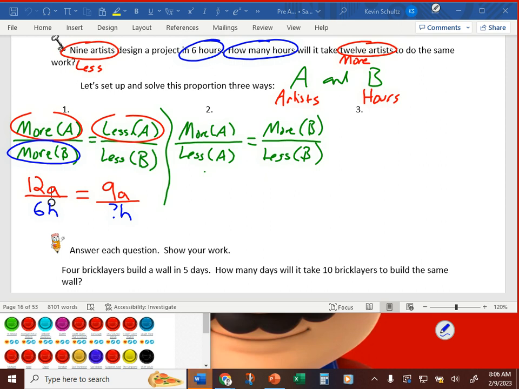Now, we've got our proportions set up. How do we solve this? Nolan. 6 times 9 divided by 12. Cross products, right? Cross products, my old friend, right? The rule of 3, essentially. Multiply the 2 that are diagonal. 9 and 6 is 54. And then divide that by that third one there. Okay? And 54 divided by 12 is, Josie? Sorry? 4.5. So it'll take 4.5 hours for 12 artists to do the job.